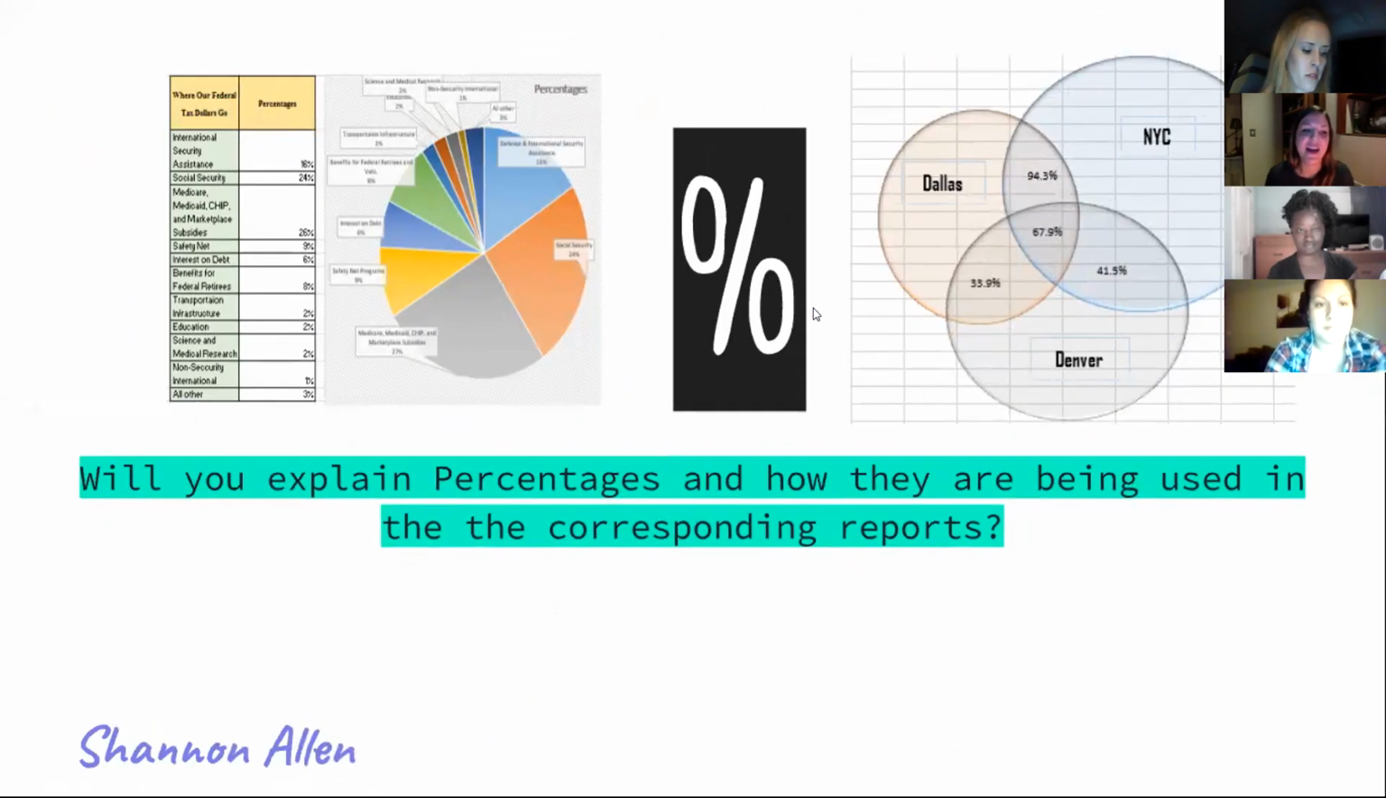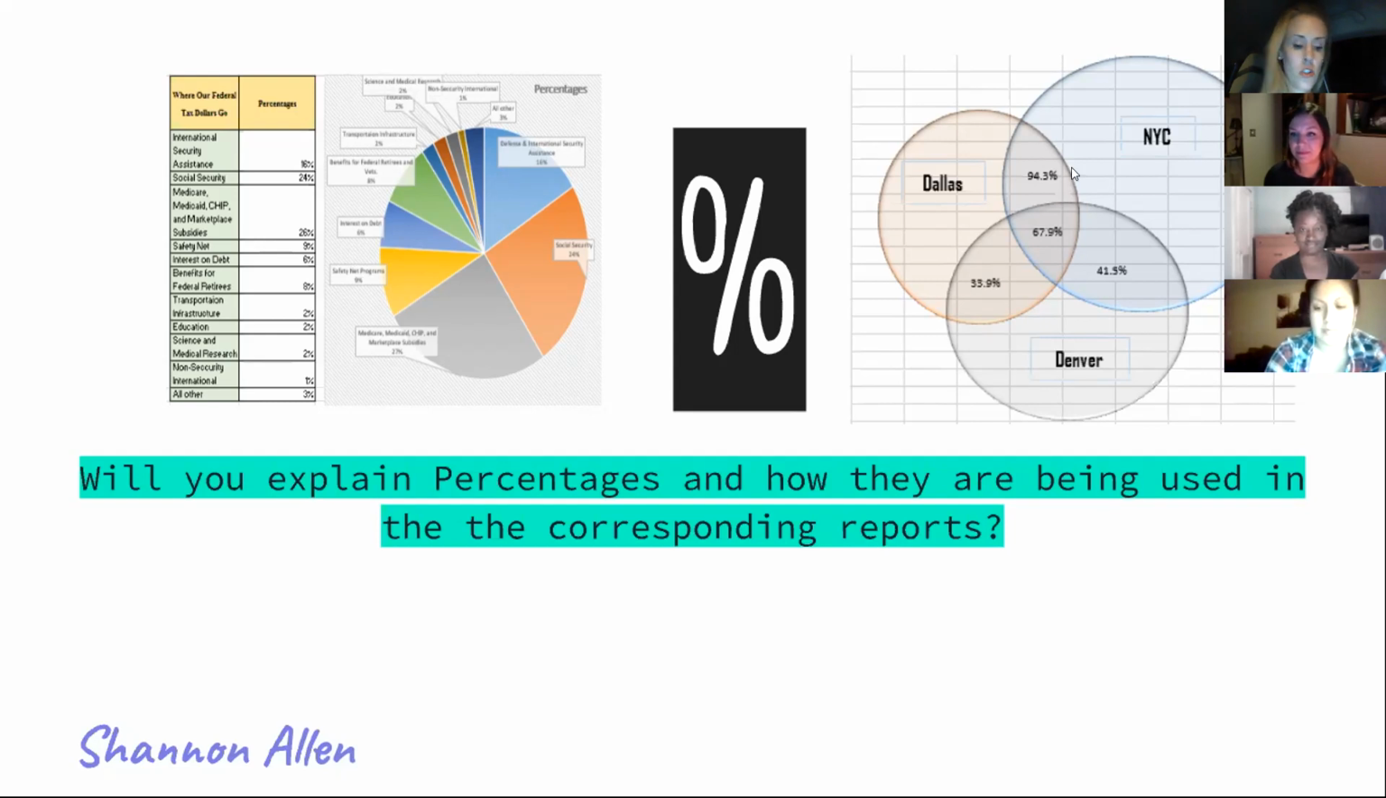And Shannon, hey, can you explain percentages and how they are being used in the corresponding reports? Absolutely. Percentages are the number amount per 100. It is in proportion to a large sum. In the financial reports that you see reflected here, the pay ranges on the pay scale are for a particular career. Also, percentages represent the cost of living in 3 separate regions of the country over in this graph.